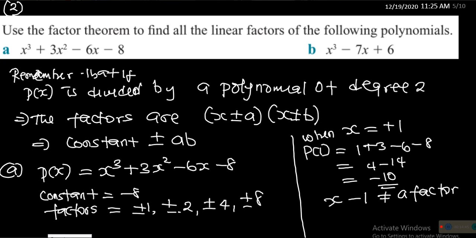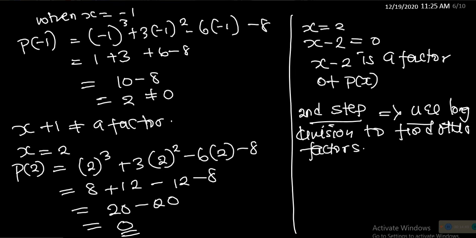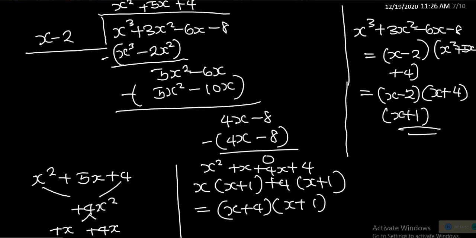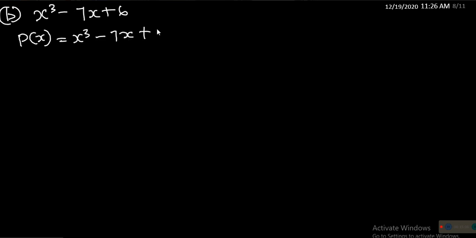Let's take example 2. x cubed minus 7x plus 6. So let's say p of x equals x cubed minus 7x plus 6. The first step is to take the constant first.